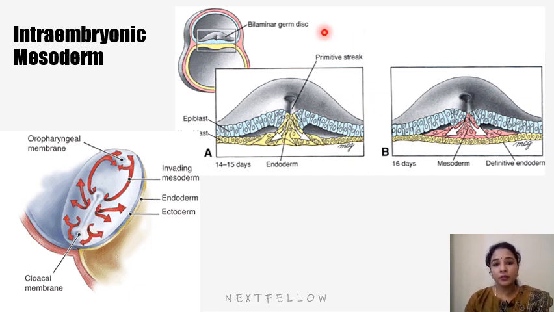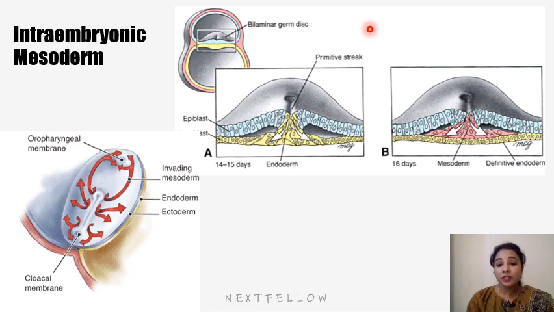So the buccopharyngeal membrane is the area where the procaudal plate is formed, where we see the ecto and endoderm are in contact. The region of the cloacal membrane, which is a circular area caudal to the disc, and here also we know ecto and endoderm are intimately in contact with each other.